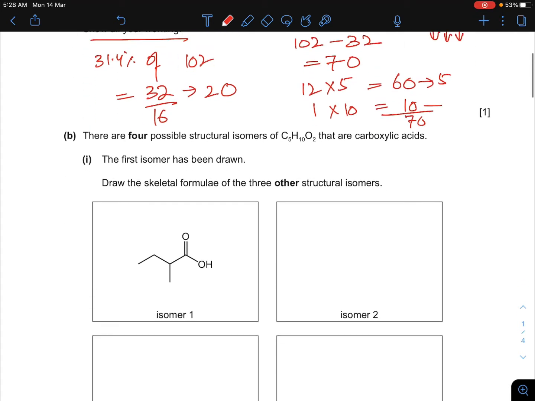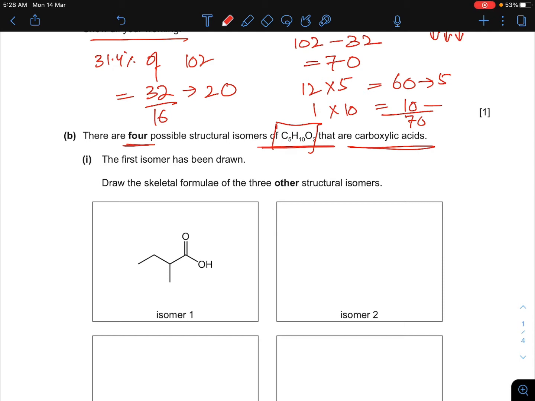The next question is, there are 4 possible structural isomers of C5H10O2 that are carboxylic acids. The first isomer has been drawn. Draw the skeletal formula of the 3 other structural isomers. So we have to draw 3 structural isomers of C5H10O2 and they all must be carboxylic acids.